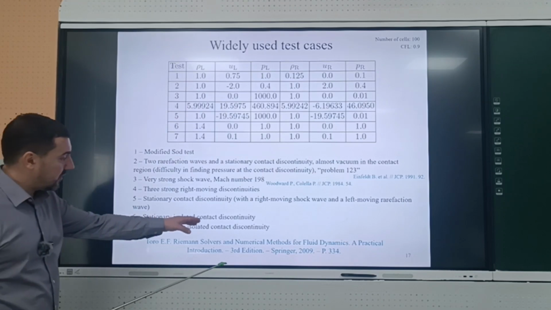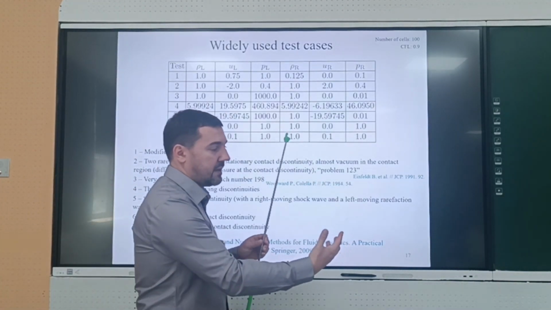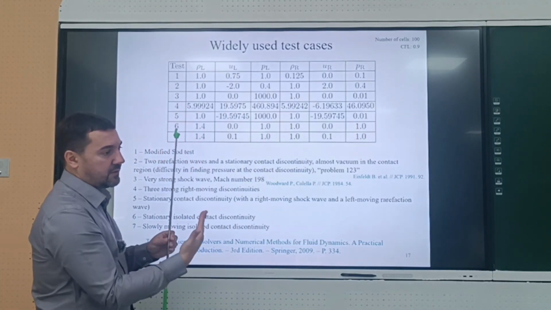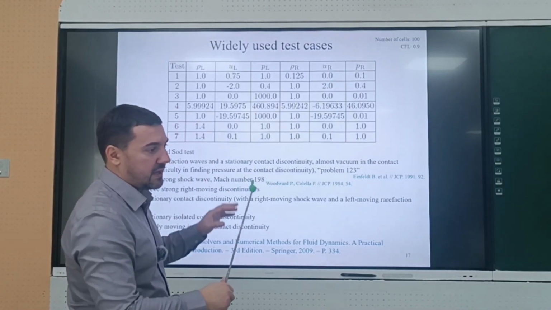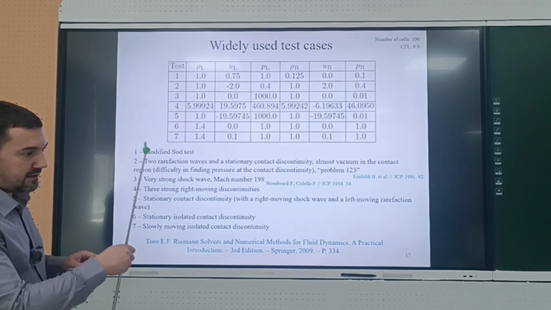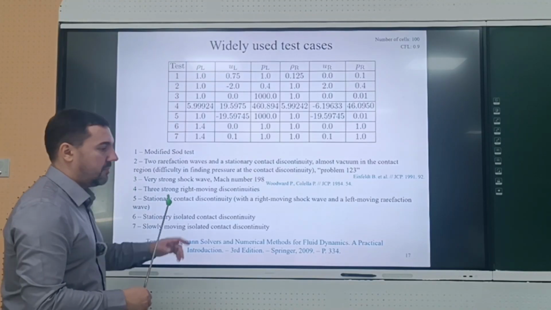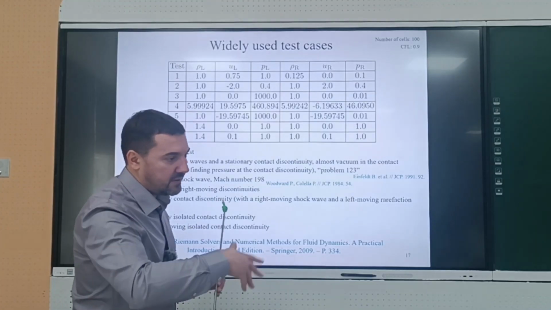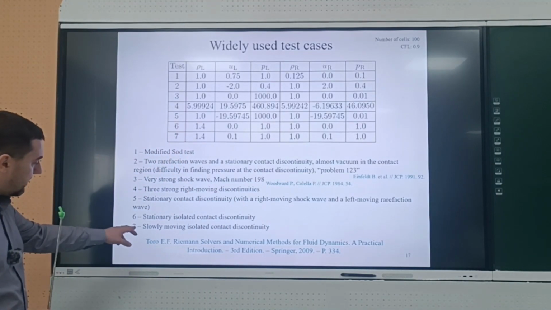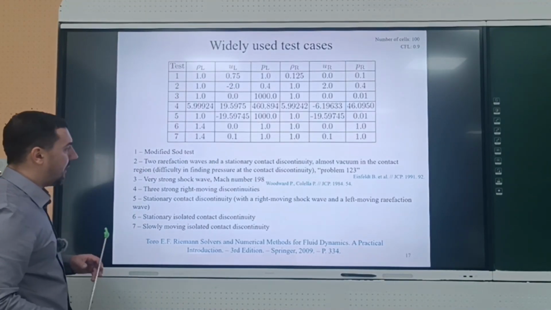And the sixth and seventh tests are a stationary isolated contact discontinuity and a slowly moving isolated contact discontinuity. A stationary isolated contact discontinuity is when we have just two gases with the same pressure and 0 velocity. Within the Euler equations, this contact surface should just be stable, have zero velocity, and nothing should happen with it. And a numerical method will either smear it or keep the contact discontinuity sharp. The seventh test is just the same, but this discontinuity will move slowly.